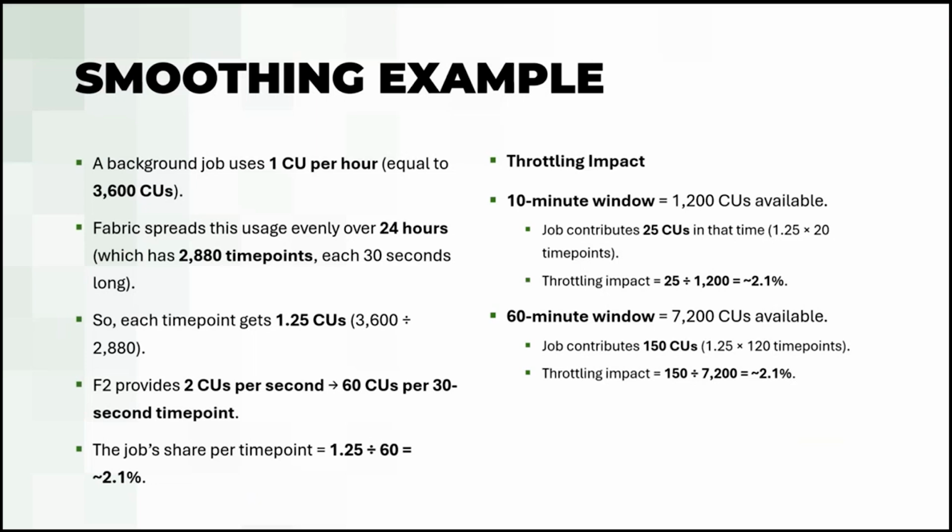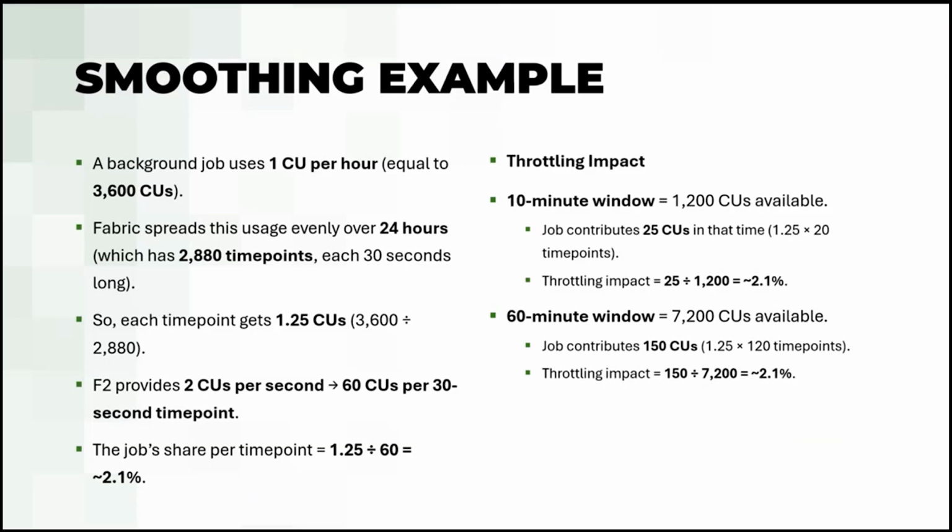And then an F2 will give you 2 CUs per second, so that's 60 CUs per 30-second time point. The job share per time point is 1.25 divided by 60, which gives us around 2%. For the impact on throttling, in a 10-minute window we've got 1,200 CUs available, so the job contributes 25 CUs in that time, 1.25 times 20 time points. The throttling impact again is 2.1%.